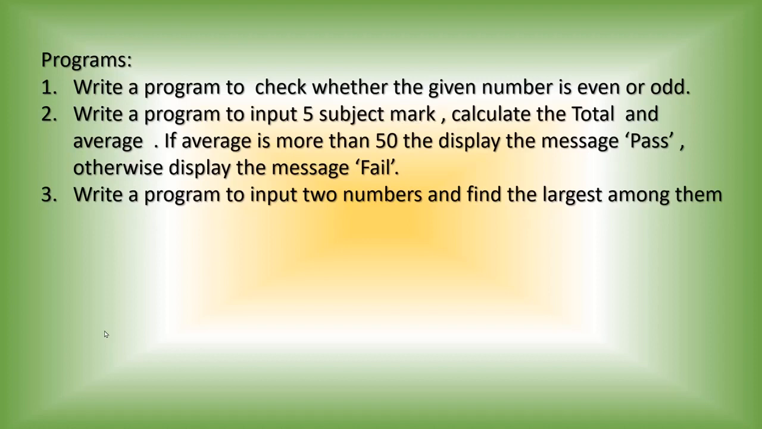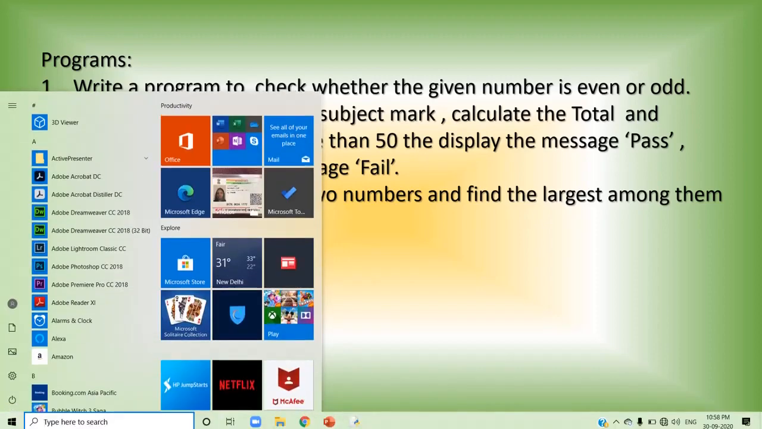You are dividing by 2, so the remainder can be 0 or 1. It cannot be 2, because if it is 2 it means it is divisible by 2. So the remainder can be either 0 or 1. If the remainder is 0, it is an even number. If the remainder is 1, it is an odd number. So that is the condition you have to check. Read the question: get a number as input and check whether it is even or odd. I'll try that out on the Python screen itself.